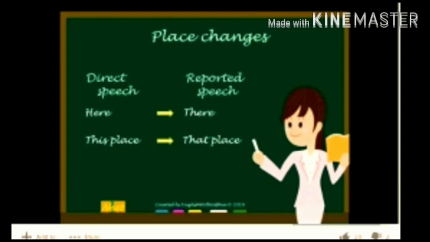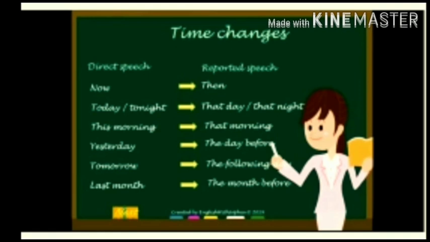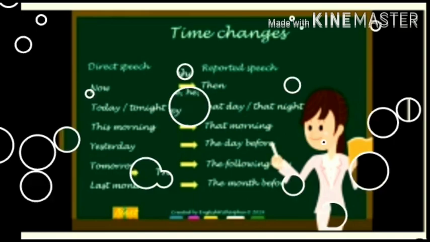Number 2, place changes. In the direct speech, here. In the indirect speech, it becomes there. This place becomes that place. Time changes. In the direct speech, now, while making it indirect speech, it becomes then. Today, tonight become that day, that night, that morning. Yesterday becomes the day before. Tomorrow, the following day. Last month, the month before.